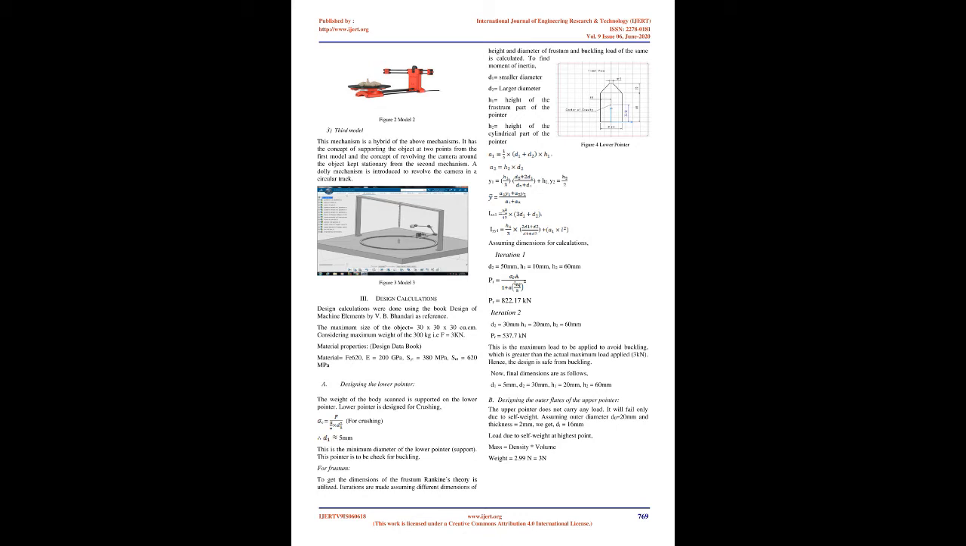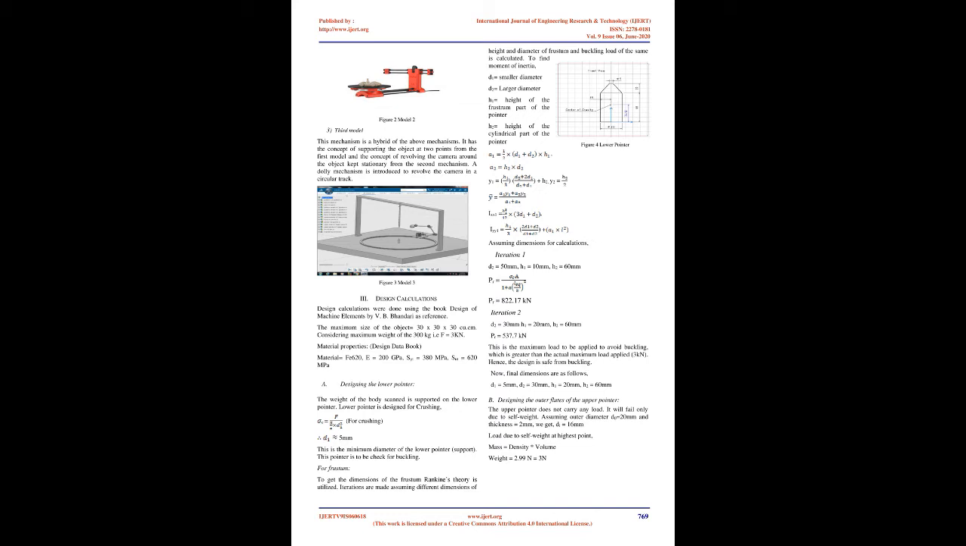1. First model. The object to be scanned is held in between 2 point supports. It is rotated about a vertical axis. The camera is placed stationary at the side with adjustable mounting. When the object is rotated, the camera captures the surface of the object. Advantage: more surface is exposed to the scanner. Disadvantage: difficult to rotate the object between 2 pointers, due to inertia.